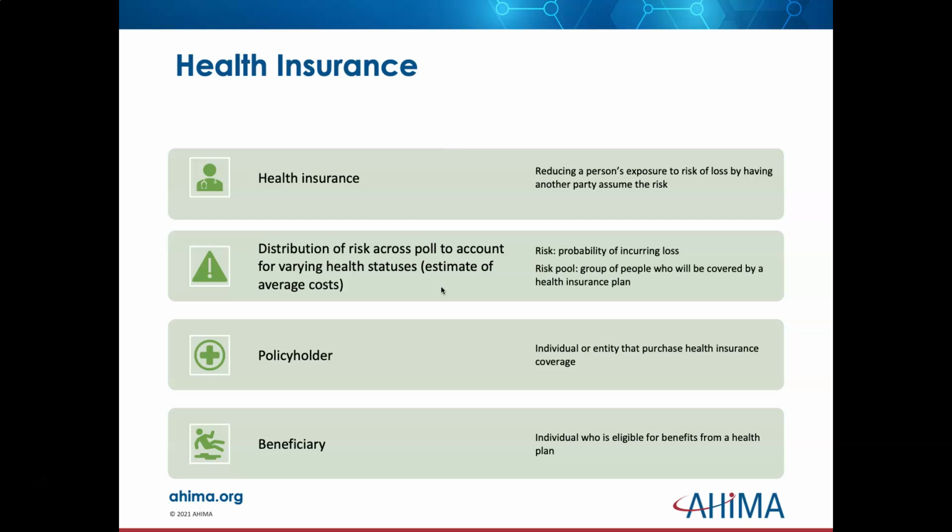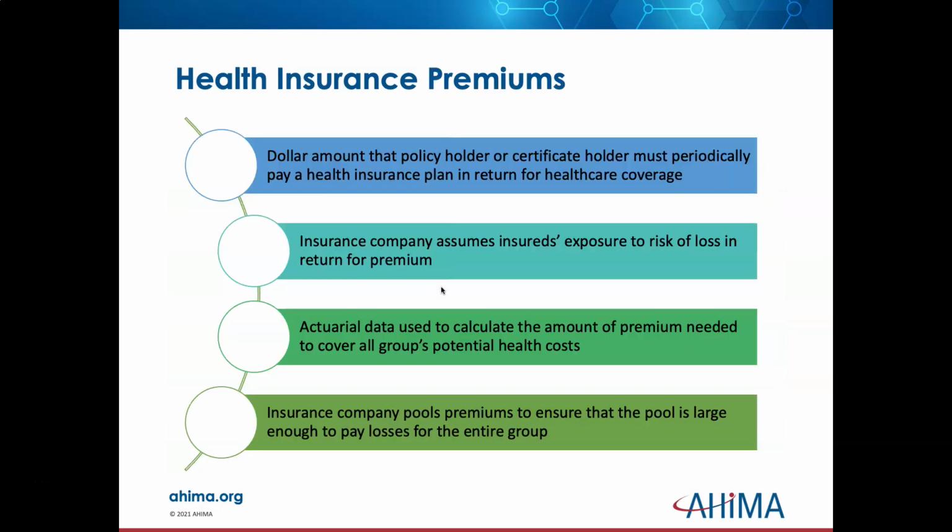Policyholder, that's an individual or entity that purchases health insurance coverage. A beneficiary is an individual who's eligible for benefits from that health plan. So you may have someone who's policyholder and beneficiary. You may have someone who's just a beneficiary but not a policyholder.